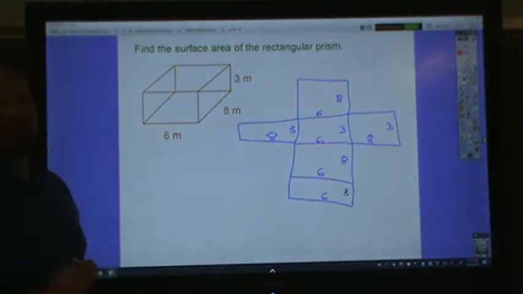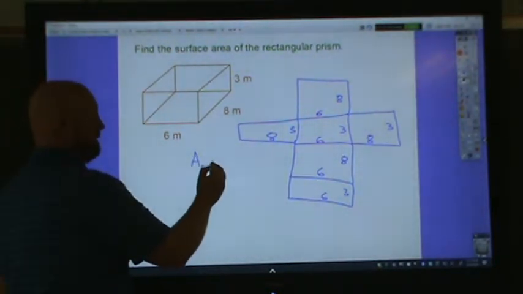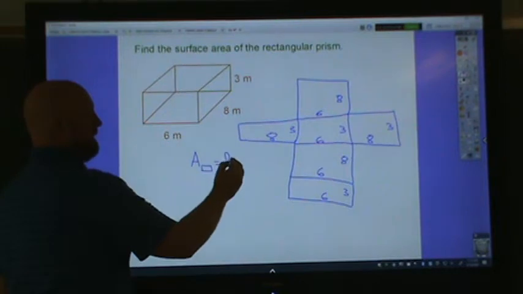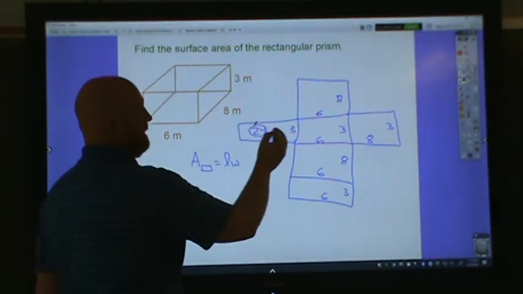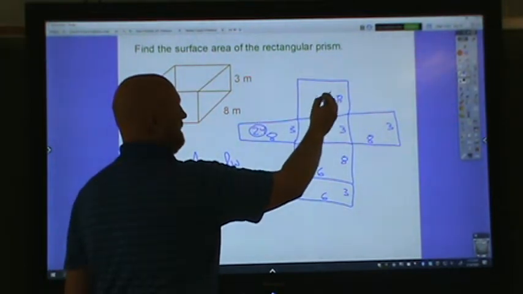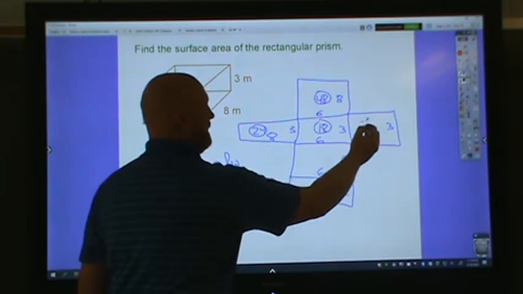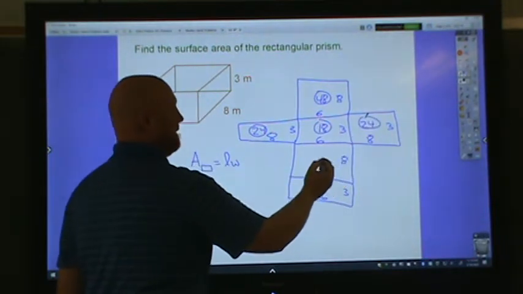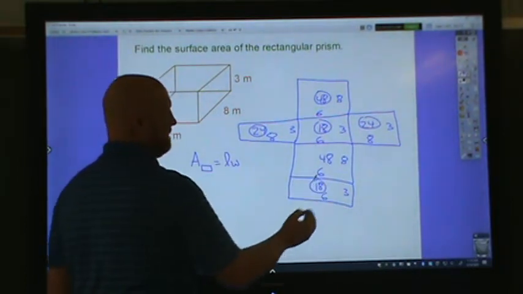Once I draw that net, I can find the area of each individual surface by using the area formula for a rectangle, which is area equals length times width. So when I do 8 times 3, I have 24. 6 times 8, 48. 6 times 3, 18. 8 times 3, 24. 6 times 8, 48. And 6 times 3, 18.